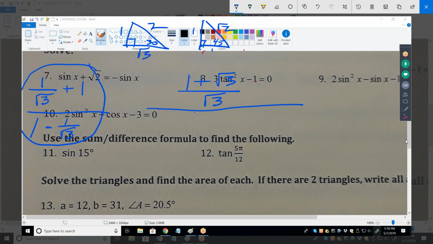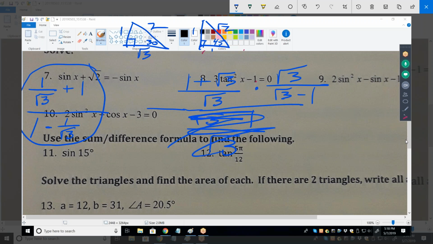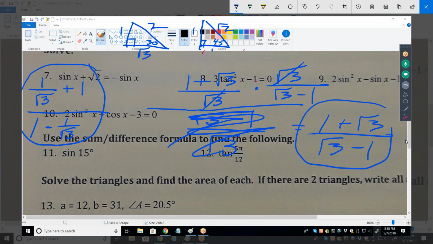The bottom becomes √3 minus 1, all over root 3. And now, if I flip and multiply, in other words, I've got a fraction over a fraction, the way I do that is by flipping the bottom and multiplying. So I'm really going to take this numerator and multiply it by root 3 over root 3 minus 1. Now you can see why I didn't worry about rationalizing it. That cancels with that. So my answer is 1 plus root 3 over root 3 minus 1. And that is a perfectly legitimate answer.